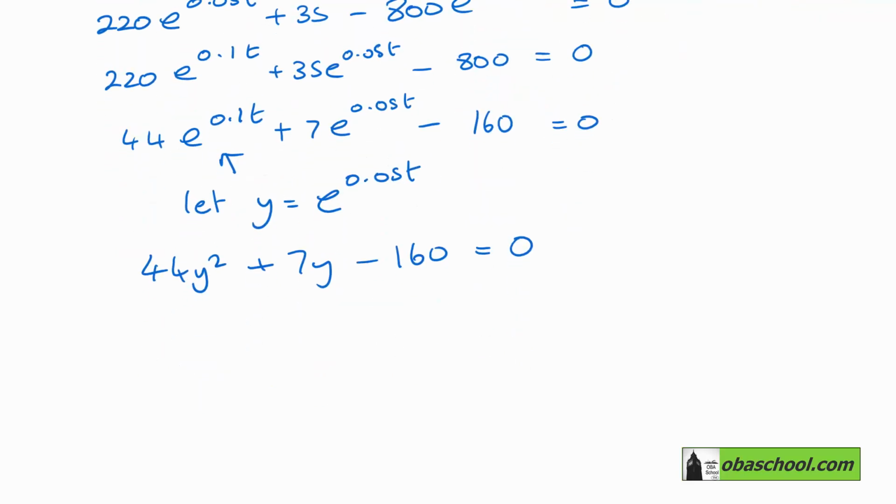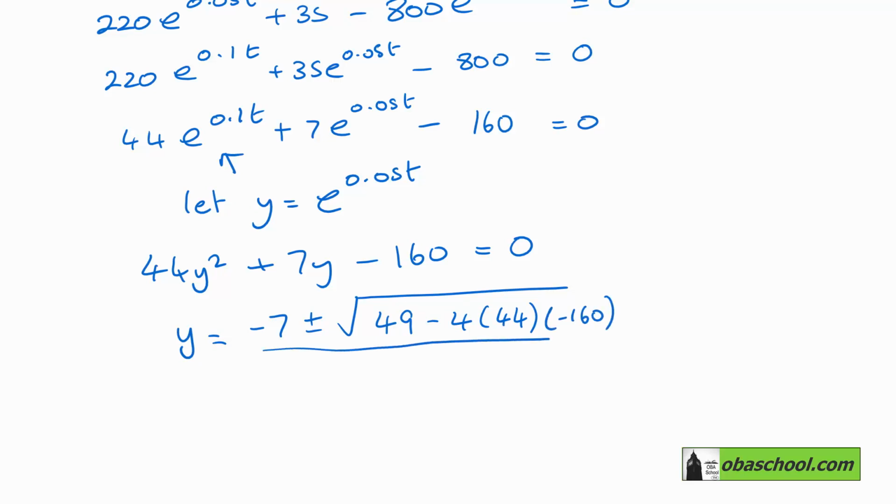Now, let's use the quadratic formula in this. So y is going to be -7 plus or minus the square root of 7 squared, which is 49, take away 4 times 44 times -160, all divided by 2 times 44. Now, clearly, one of the answers is going to be positive and the other negative. We're only interested in positive here because time started at 0.